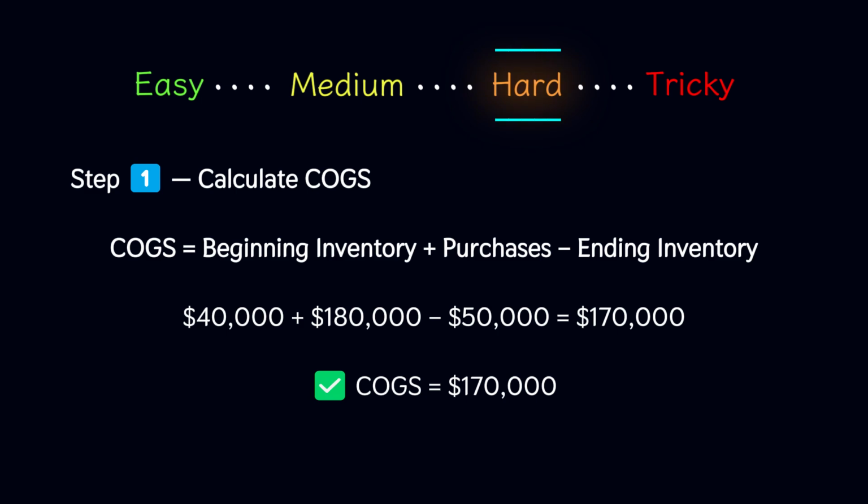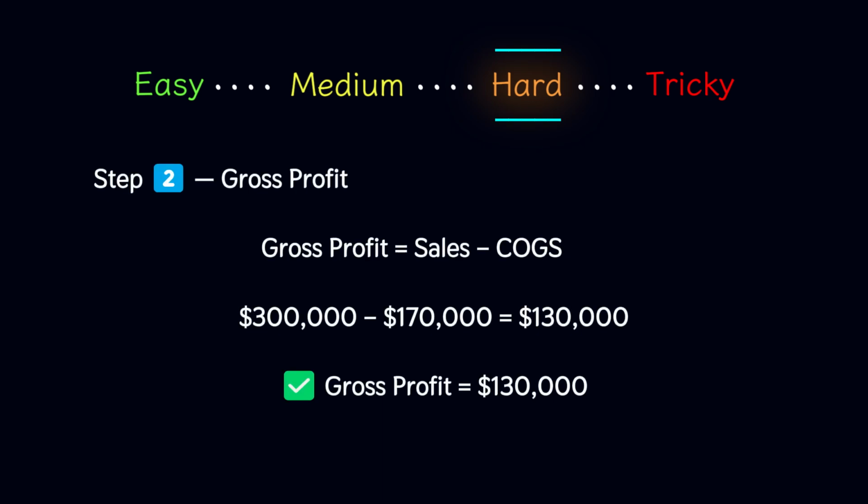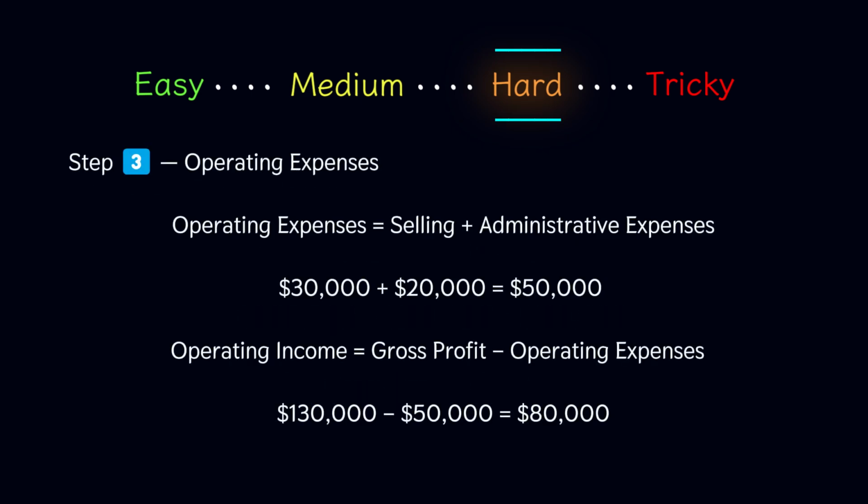First, calculate cost of goods sold. Beginning inventory plus purchases minus ending inventory. 40,000 plus 180,000 minus 50,000. That equals $170,000. Now calculate gross profit. Sales minus cost of goods sold. 300,000 minus 170,000 equals 130,000. Now combine operating expenses. Selling expenses plus administrative expenses. 30,000 plus 20,000 equals 50,000. Subtract operating expenses.